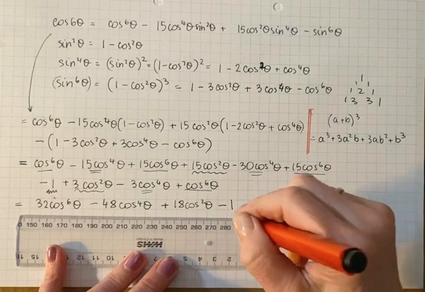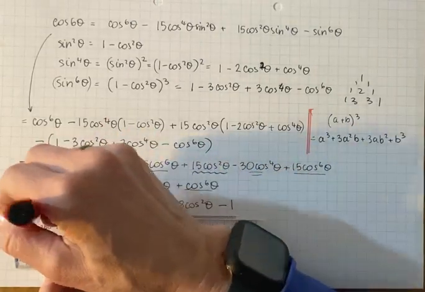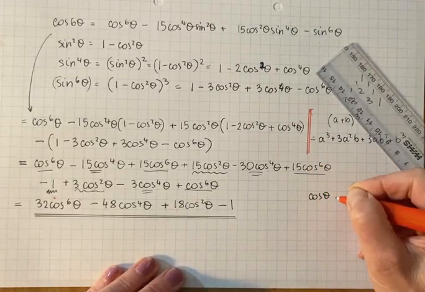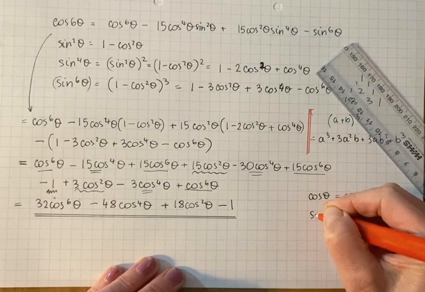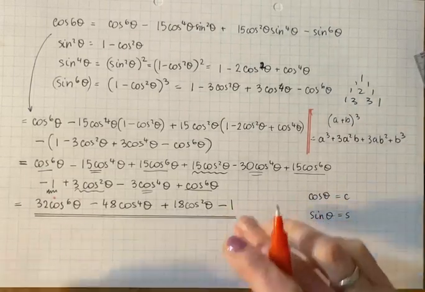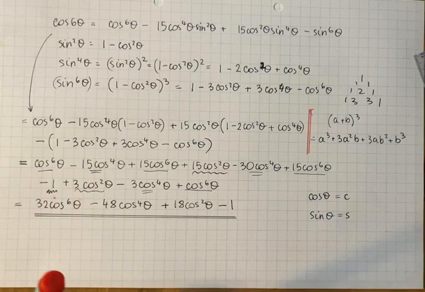Okay, now you can see that if you wish to replace cos theta with c and sine theta with s in this kind of work, you may do that, but make sure you revert back to sine and cosine in your final answer, and also define your replacements.